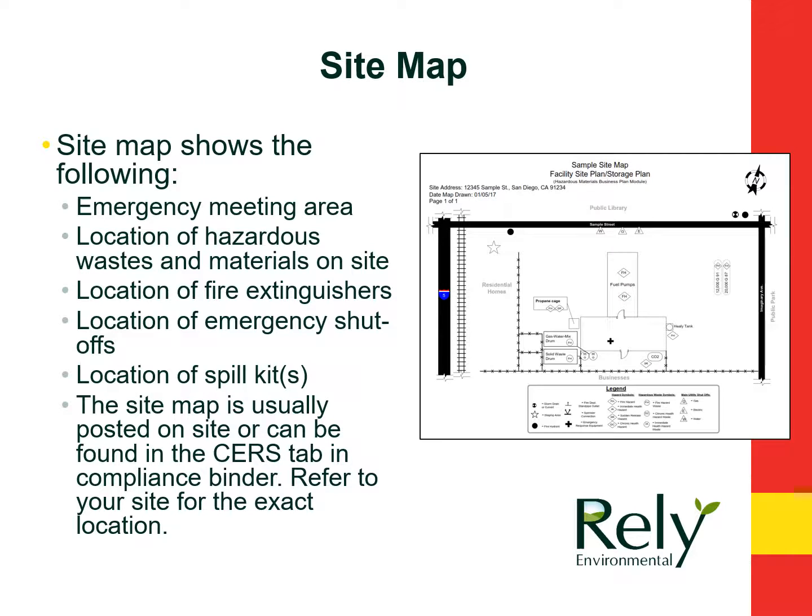The site map is an important document to be familiar with. It shows the following: the emergency meeting area, or the staging area, the location of hazardous waste and materials on site, the location of fire extinguishers, locations of emergency shutoffs, and the location of spill kits. The site map is usually posted on site or can be found in the Search tab in the compliance binder. Refer to your site for the exact location.